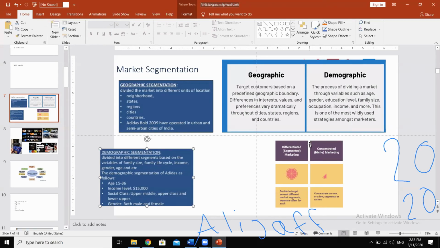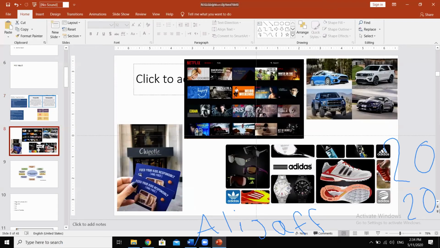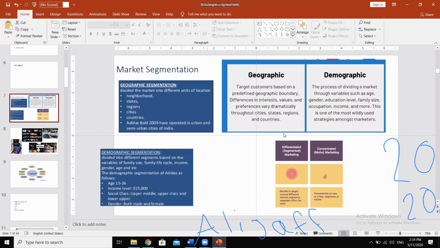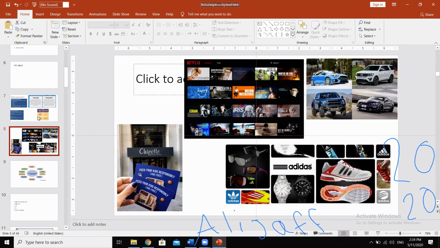Okay, so why is this so important to know? Well, it is really important, and the reasons we are going to talk about later. Okay, so for now we just have to know how market segmentation is done. So tomorrow we're going to start from here again.